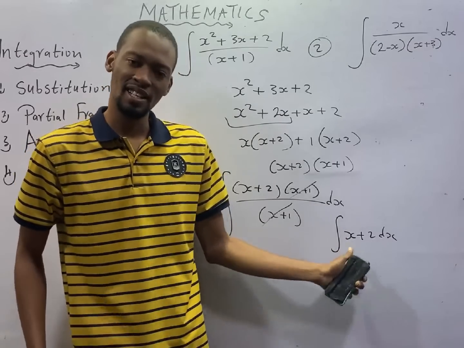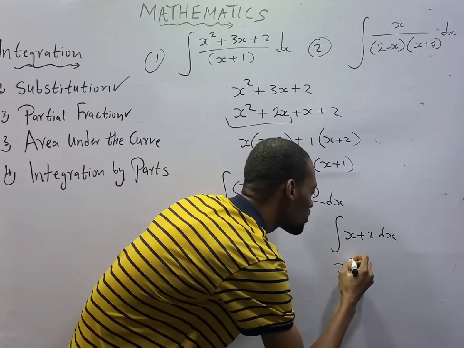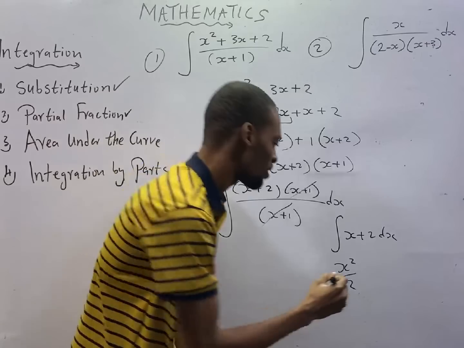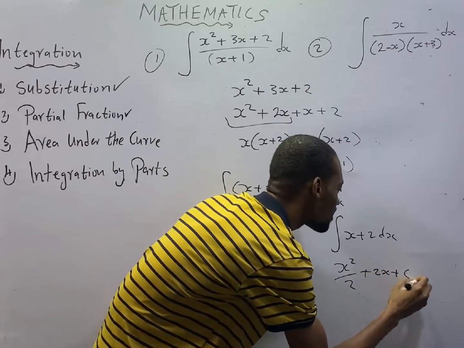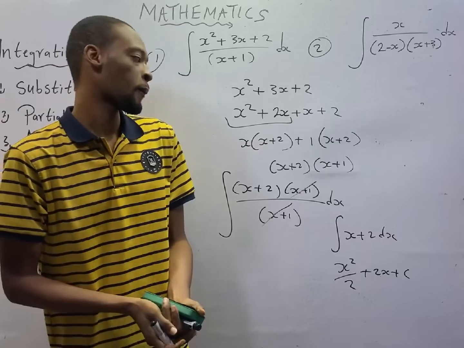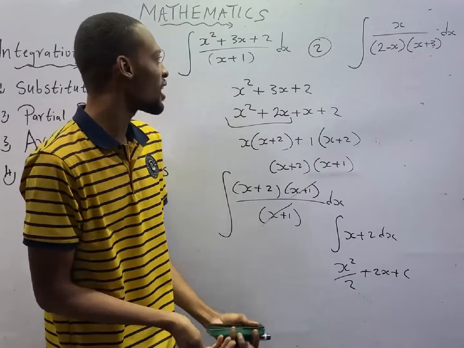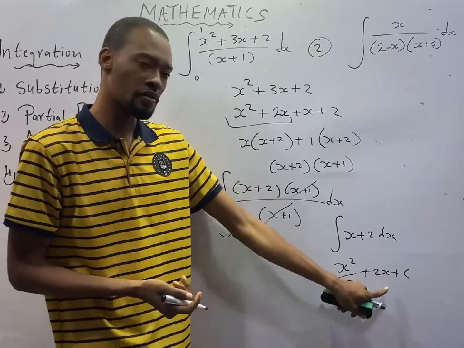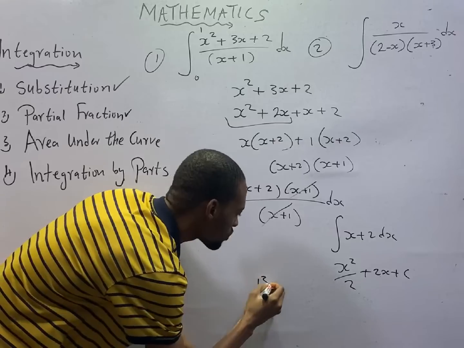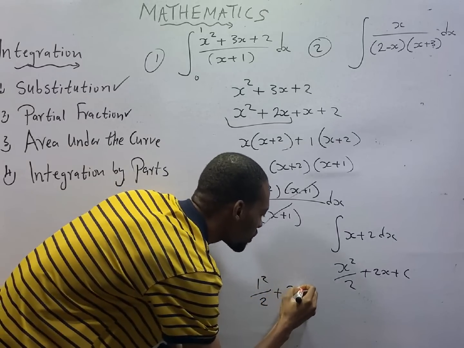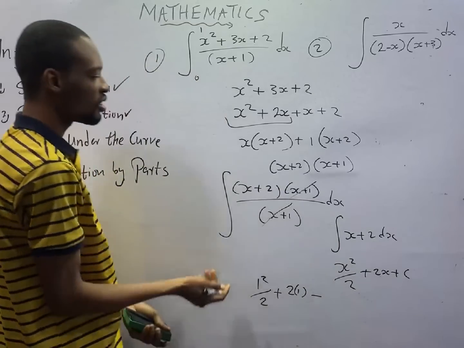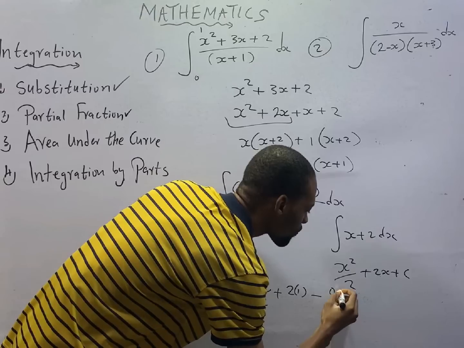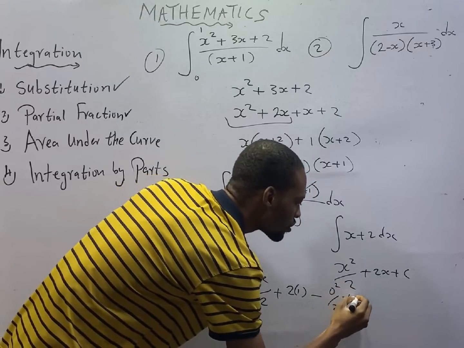Once you integrate s, you are going to get s squared over 2. And when you integrate 2, you are going to get 2s. So this is plus 2s plus c. This is your answer. And if it were a definite integral, let's say 1 here and 0, you simply put s to be 1 first, to have 1 squared over 2 plus 2 times 1. Then minus, you put s as 0 to get 0 squared over 2 plus 2 times 0.